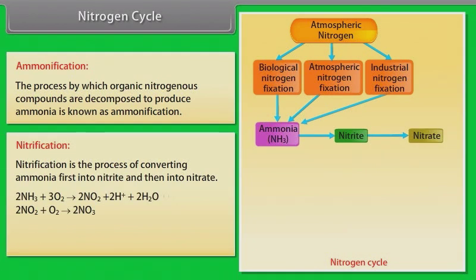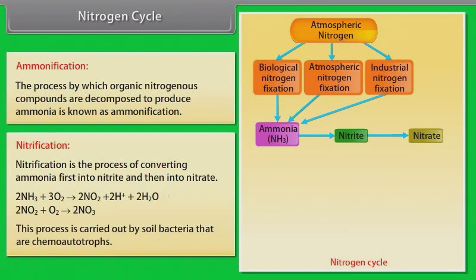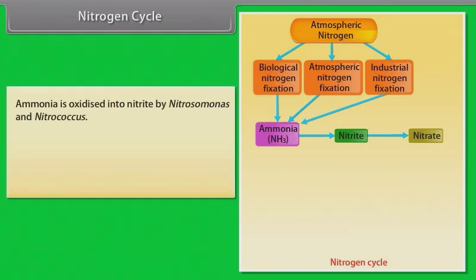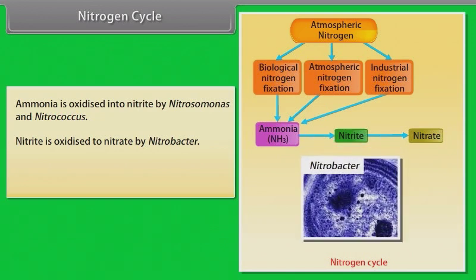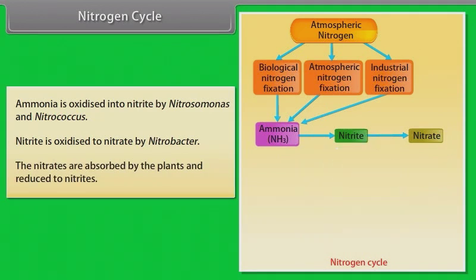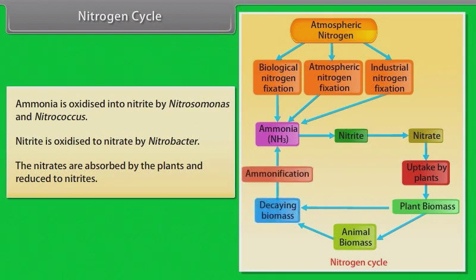2NH3 + 3O2 gives 2NO2⁻ + 2H⁺ + 2H2O. 2NO2⁻ + O2 gives 2NO3⁻. This process is carried out by soil bacteria that are chemoautotrophs. Ammonia is oxidized into nitrite by Nitrosomonas and Nitrococcus. Nitrite is oxidized to nitrate by Nitrobacter. The nitrates are absorbed by the plants and reduced to nitrites.